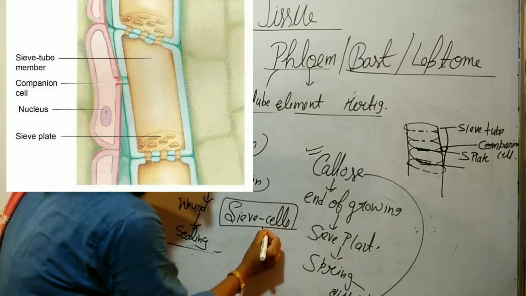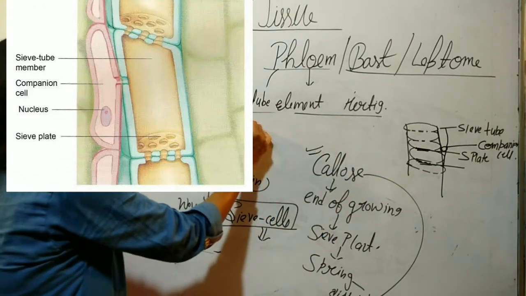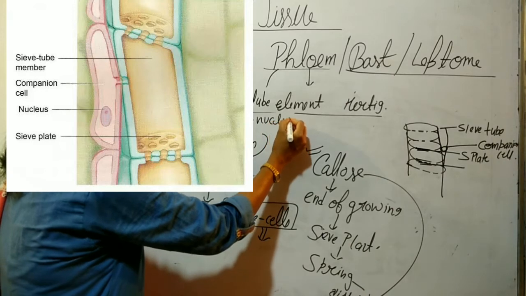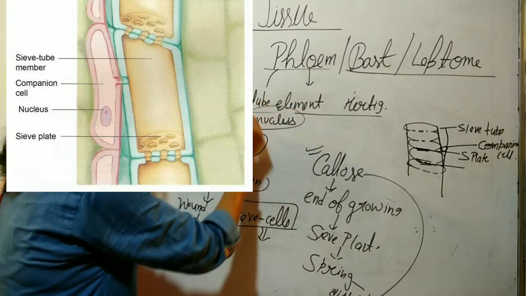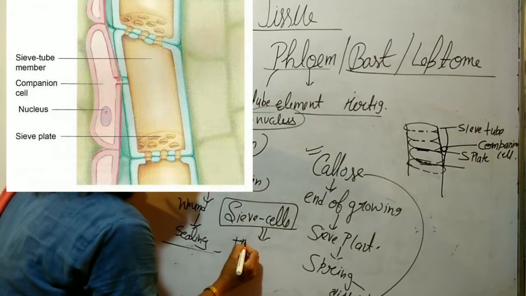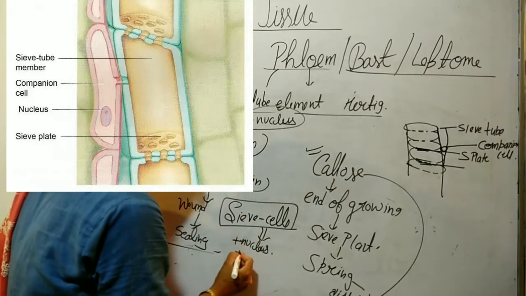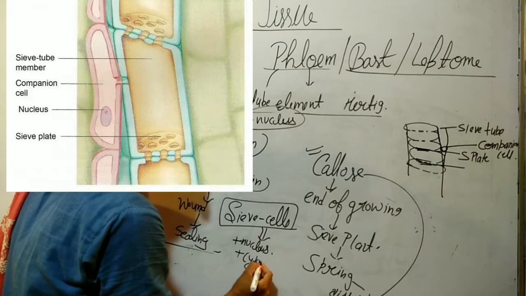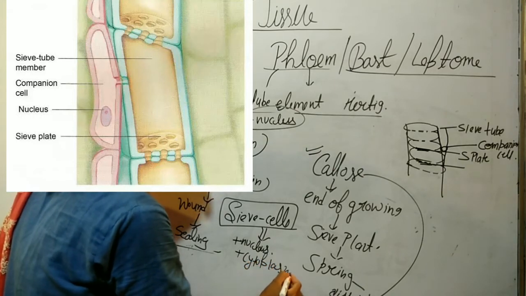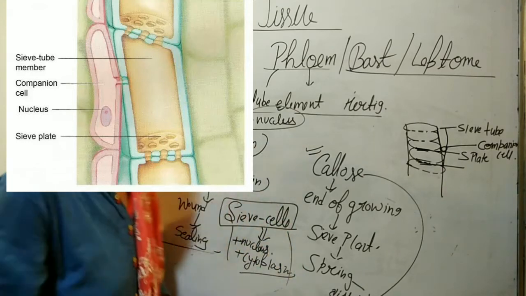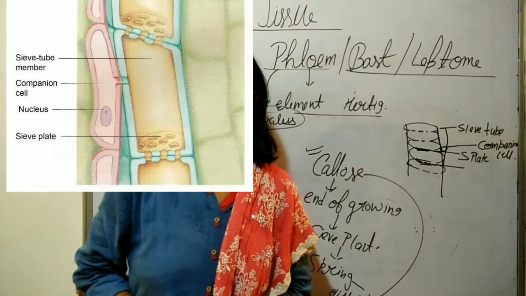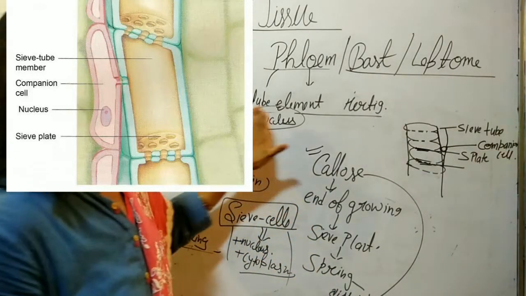Now, what is the importance of these sieve cells? As I have been telling, the nucleus is absent here, but here the nucleus is present, along with dense cytoplasm, and the function is the same. They help in the conduction of organic material. So that was all about the sieve element.